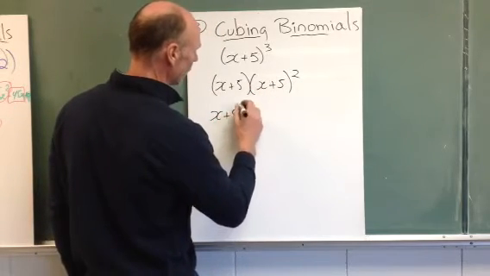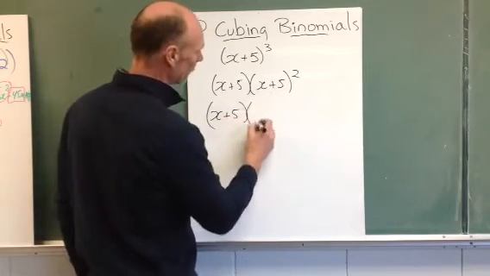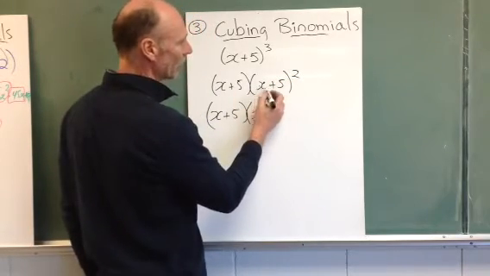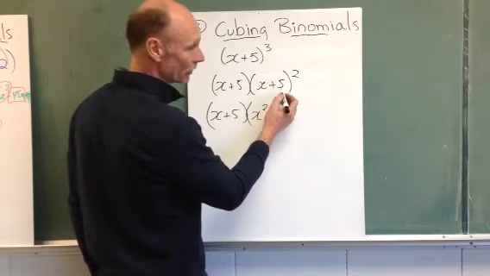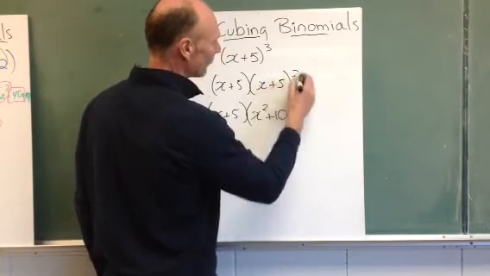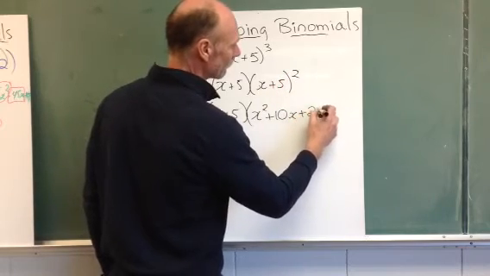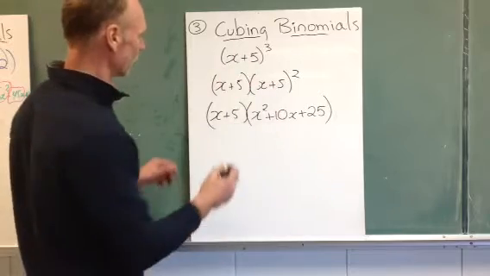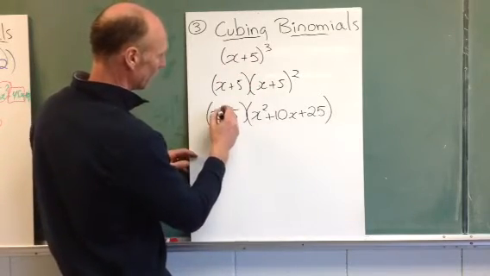X plus 5. Remember, when I square a binomial, it's this squared, which is x squared. I'll get a middle term, don't forget that. X times 5 is 5x, and I'll have two of those, so I double it. That's positive 10x. And then 5 squared is positive 25. Okay, now I can do this, it's a binomial times a trinomial.